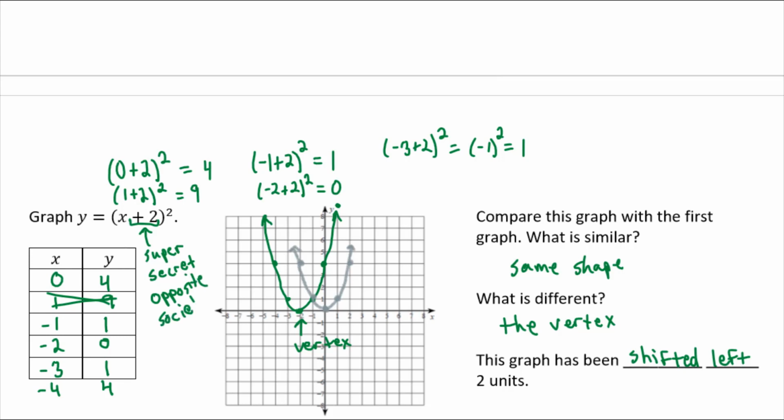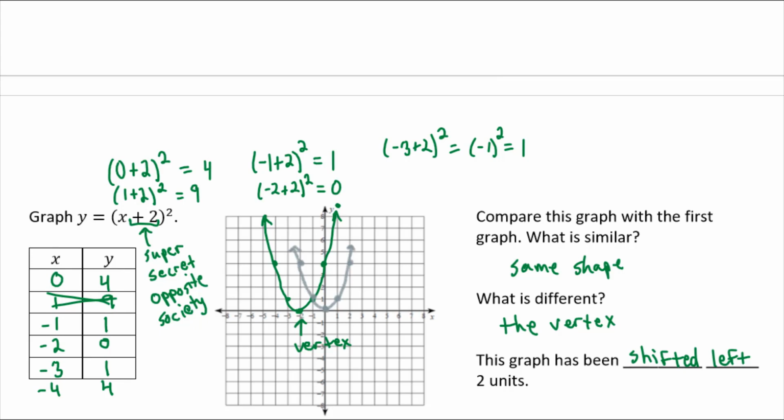And the super secret opposite society has a very simple rule: when you have a function that you're graphing, if the number is inside of your parentheses, then whatever's happening is the opposite of what you would normally think. So because it's a plus 2, we want to think the opposite, which is negative 2. So we want to think that means it's shifted left. And that's going to be true also if this said x minus something, which is what we'll graph next.